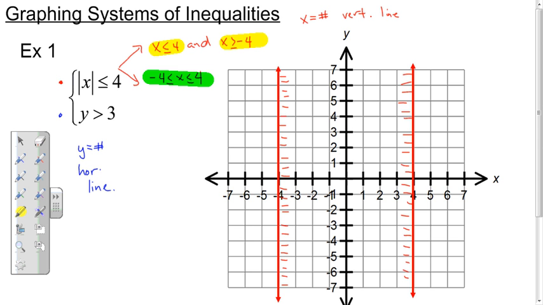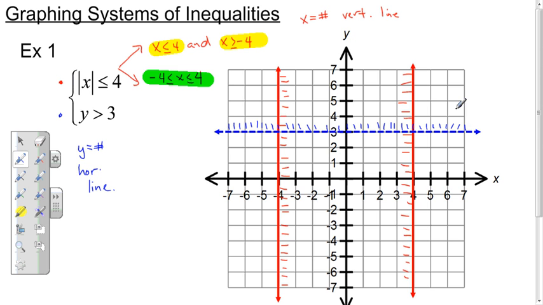Okay? Now I will use a dotted line for this because, like I said, it's just greater than, not greater than or equal to. And I will draw a horizontal line intersecting the y-axis at 3. And then I will use a little more indicator shading here where we notice that it says greater than. So in relation to the line, greater than is above.